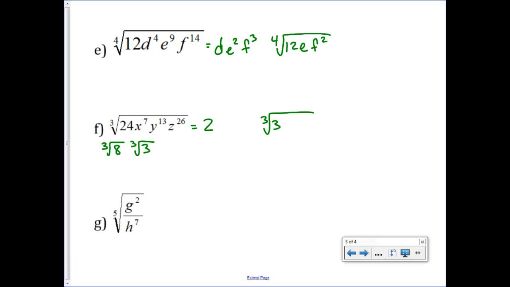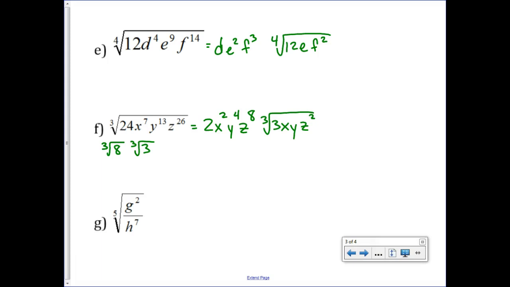And then x to the 7th, well, x to the 6th, 6 divided by 3 would give me x squared, and then I have 1 x left over. Y to the 13th, y to the 12th, 12 divided by 3 would give me y to the 4th, and then I still have 1 y left over. z to the 26th, well, z to the 24th would be z to the 8th, and then I have 2 z's left over inside there. So that's my final answer for that one.